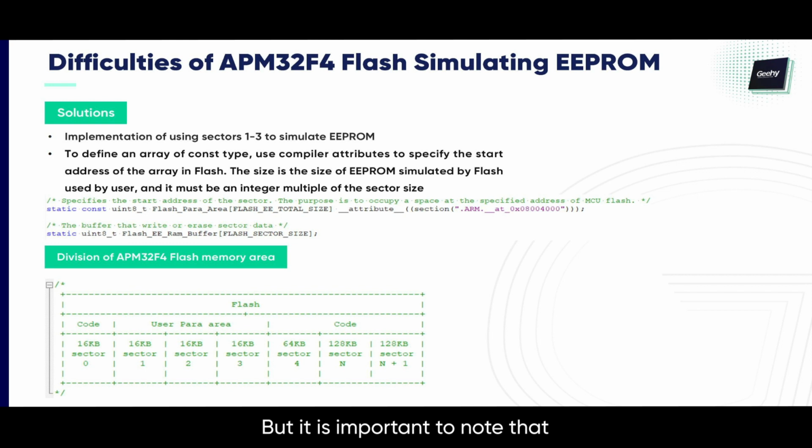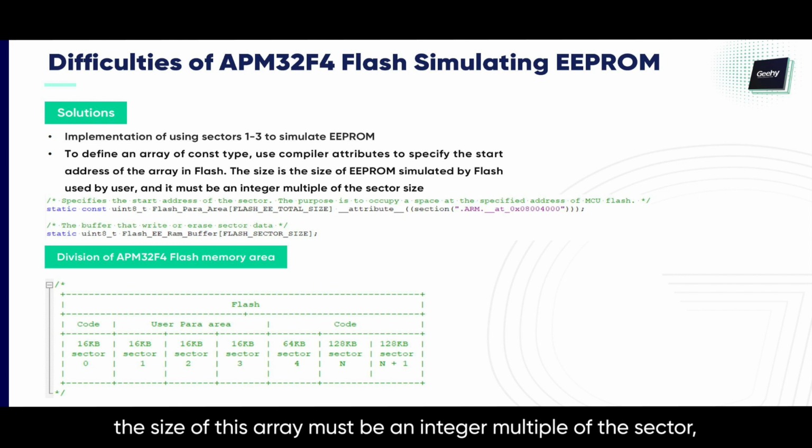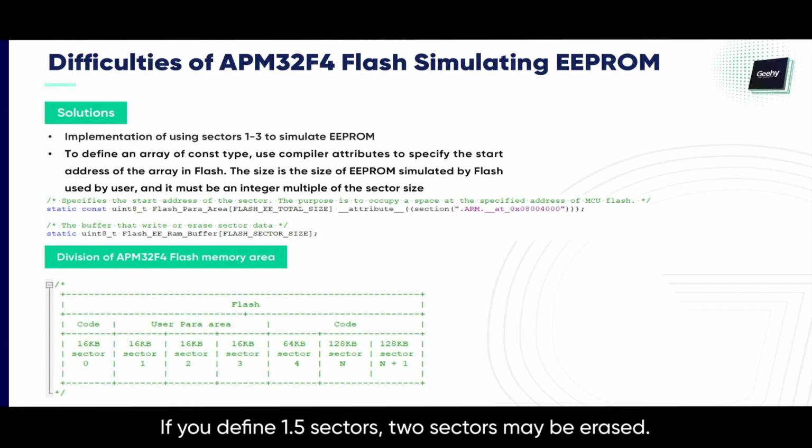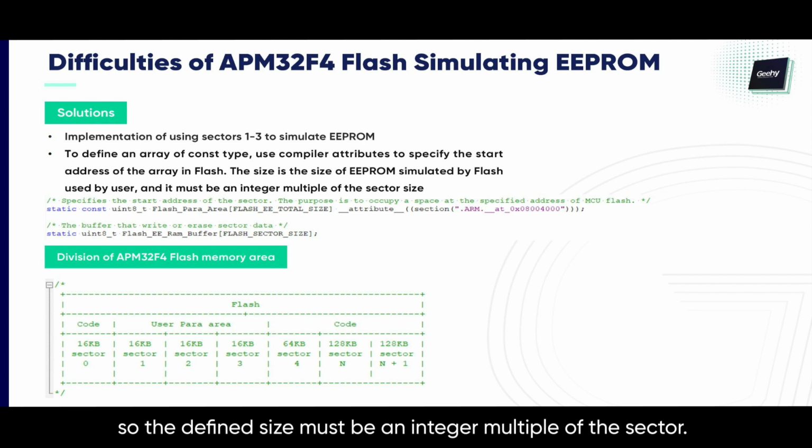But it is important to note that the size of this array must be an integer multiple of the sector, because when we erase data, the entire sector will be erased. If you define 1.5 sectors, 2 sectors may be erased. If you use them, your code might be erased. So the defined size must be an integer multiple of the sector.